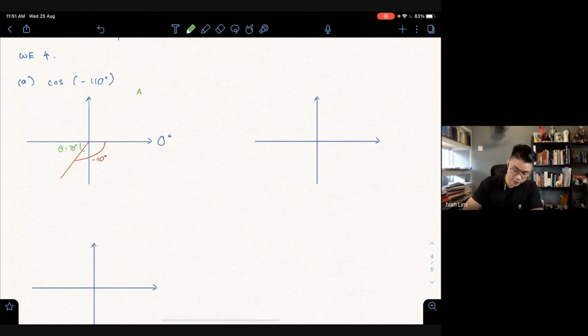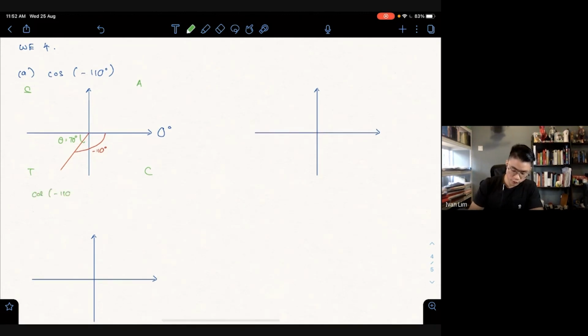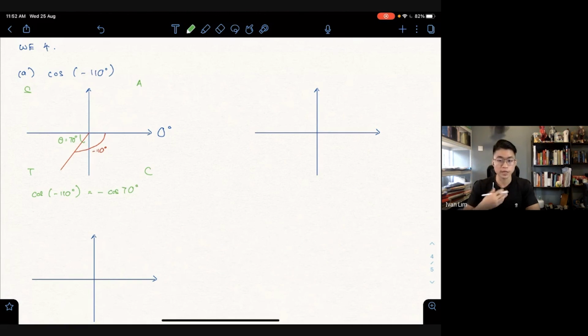Then we also follow ASTC. ASTC says that in the 3rd quadrant, only tangent is positive. Therefore, cos will be negative. So let's break it down. We can say cos negative 110 degrees is equal to cos 70 degrees also, but we need to add a negative to it because it is in the 3rd quadrant. This is how we equate the value in terms of an acute angle. This acute angle, we will later refer to as the reference angle or base angle. For me, I will call it the base angle.